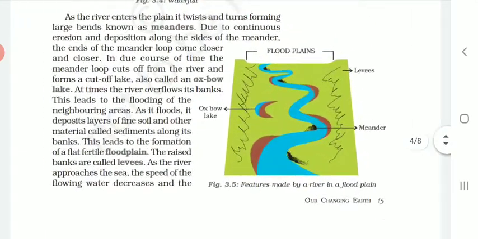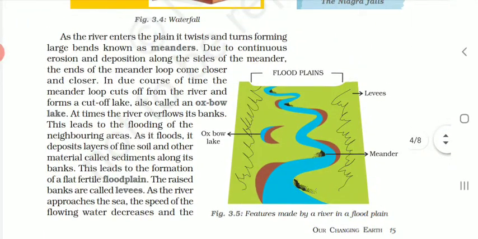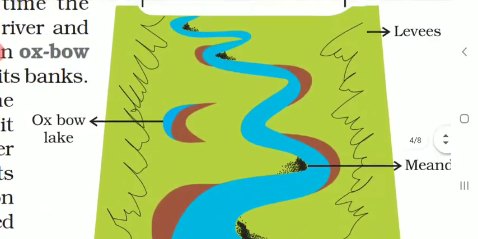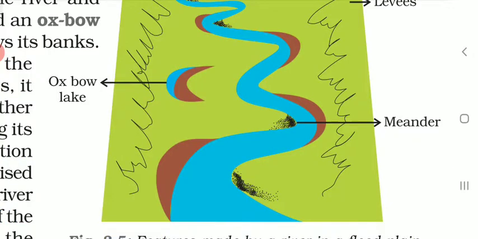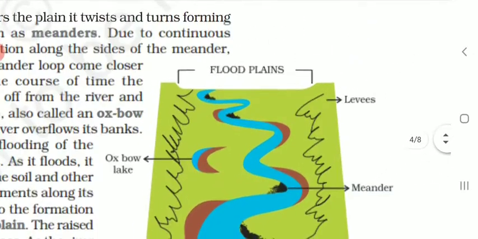Now here we are going to see another part of the work of the river. As the river enters the plain region, it twists and turns, forming large bends known as meanders. So, when the rivers twist and turn like a snake, as you can see here, these twists and turns are forming the meanders.